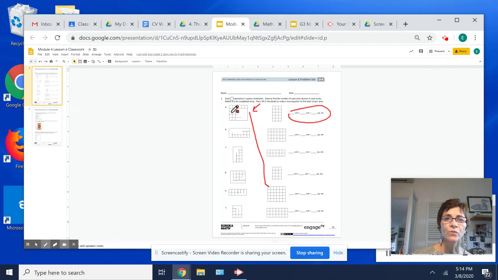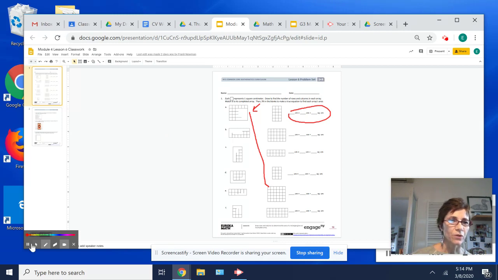Okay, so once you've finished tiling this rectangle, you write the area of this rectangle over here, and then you're going to find the matching rectangle. You're going to find a rectangle that is completely tiled on this side that matches the area of the rectangle that you just finished tiling. Okay, does that make sense?